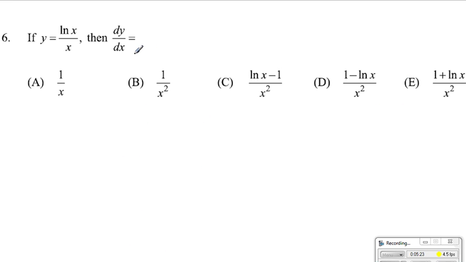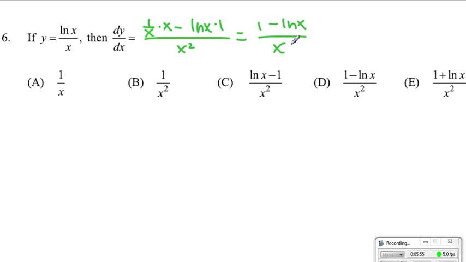Alright, let's look into this one. How are we going to find the derivative of this? Now, if you wanted to use the quotient rule, the bottom one will be squared. And the numerator becomes the derivative of the top, which is 1 over x, times the denominator, which is x, minus 1 over x, ln of x, times the derivative of the bottom, which will be equal to 1. So here, when we simplify this one, we get 1 minus ln of x over x squared. That's basically what we end up with here. Seems like choice D to be the answer.